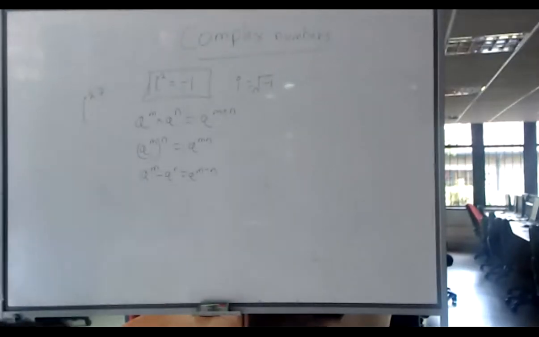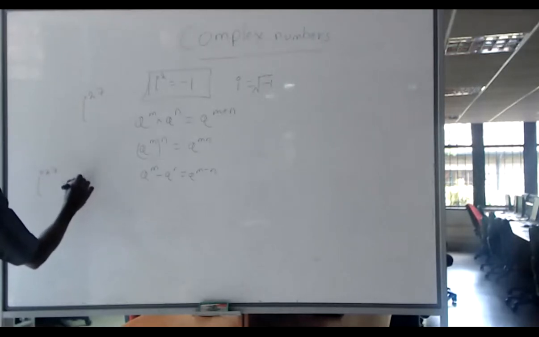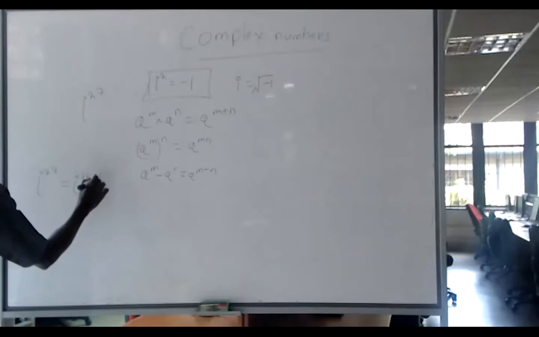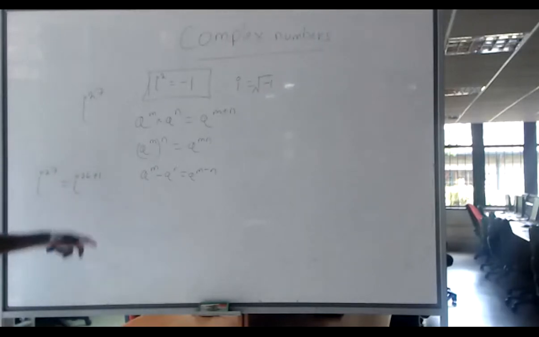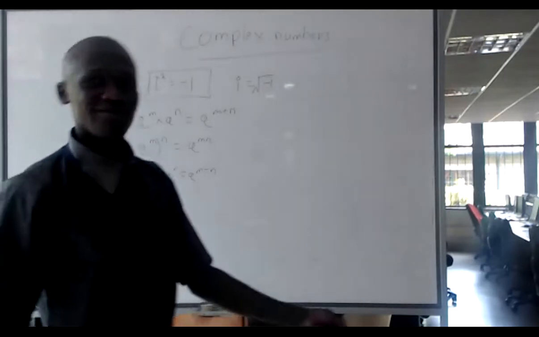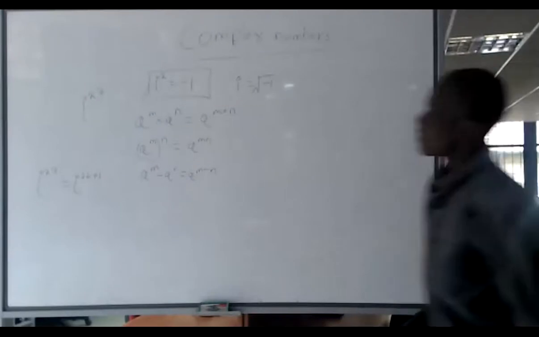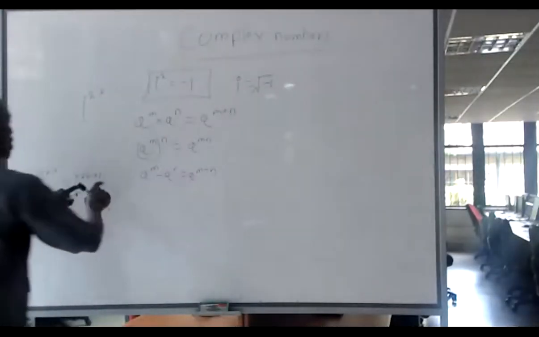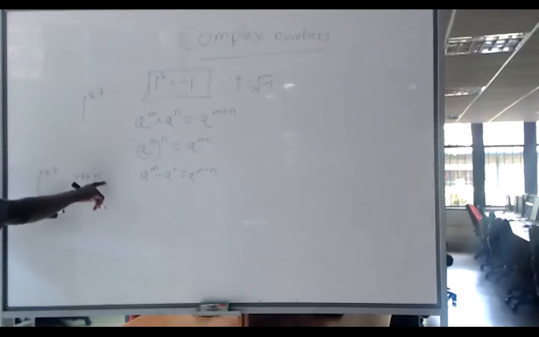So let's see how you compute I to the 27. You can write I to the 27 as I to the 26 plus 1, because 27 is the same as 26 plus 1. True or true? True. 27 is the same as 26 plus 1. So I can write I to the 27 as I to the 26 plus 1. Okay?